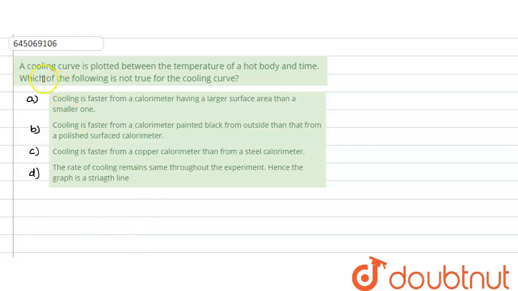Hello everyone, let us start with our question. In this question, what is given? A cooling curve is plotted between temperature of a hot body and time. Now, which of the following is not true for the cooling curve?